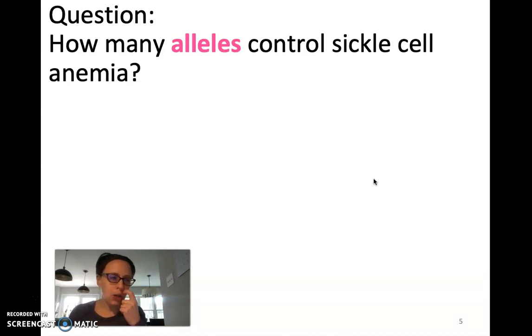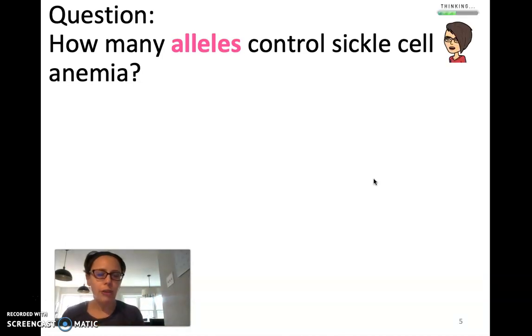Okay, so there could be many alleles, and if you don't know, that's fine. But we did a little bit about this last unit, so to remind ourselves, there are 2 alleles that control sickle cell anemia. The first one, we're going to represent the first version, the first allele, as a large or a capital A, and we just say big A in genetics, so that's big A. And then the second allele is little a. So how many alleles control sickle cell anemia?